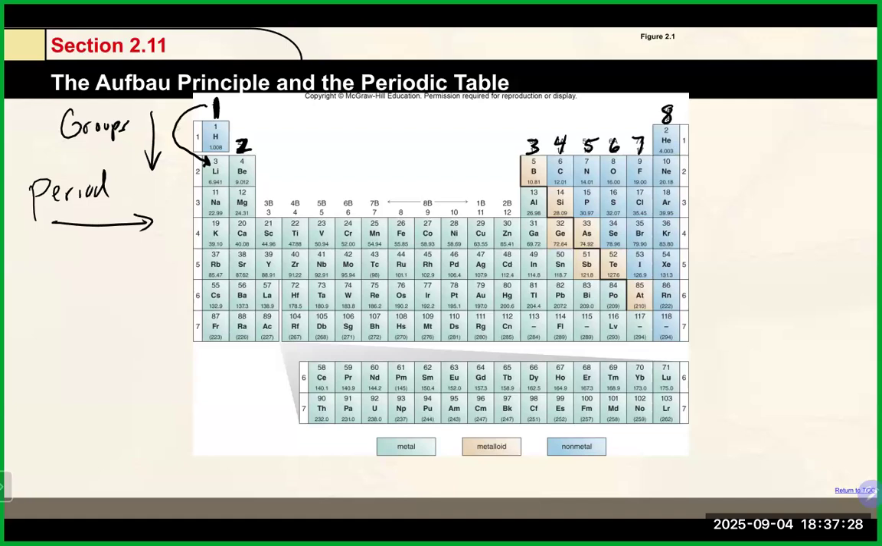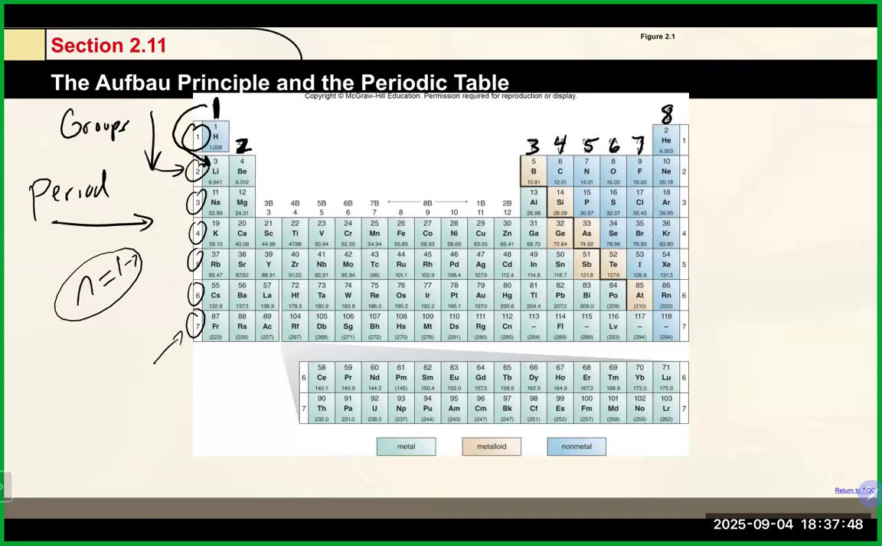As for periods, there are 7 periods on the periodic table, going left to right: 1, 2, 3, 4, 5, 6, 7. As we talked about when we were doing electron configuration, those are essentially the energy levels. Those are the n values that go 1 through 7. So that's kind of convenient.